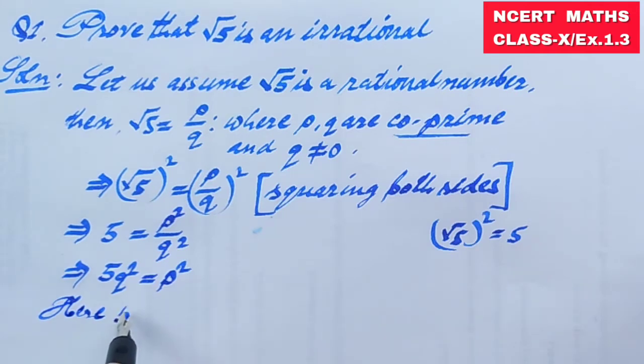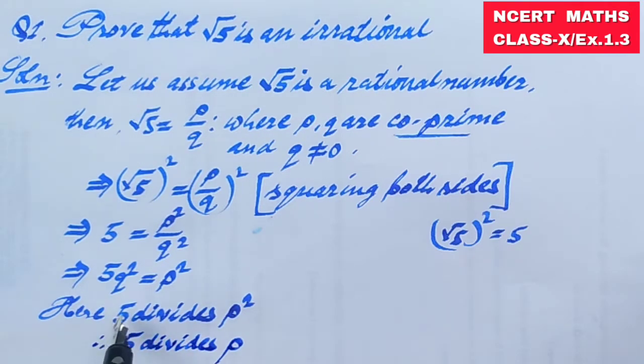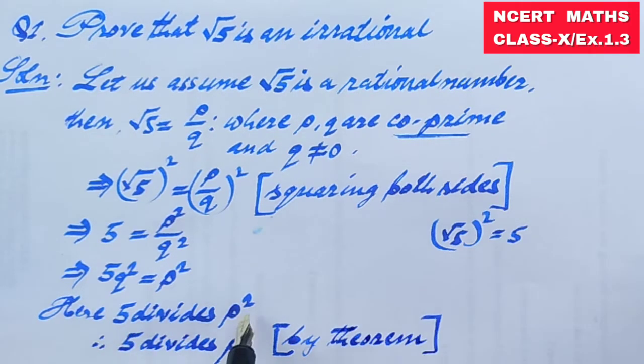So here we can write 5 divides p square. Do remember that if 5 divides p square, then 5 must also divide p. This is by theorem that is given in your book. Do remember, this is a theorem, just try to remember it. So as 5 divides p square, we can write 5 divides p. This is by theorem. Please look at the context given in your textbook.